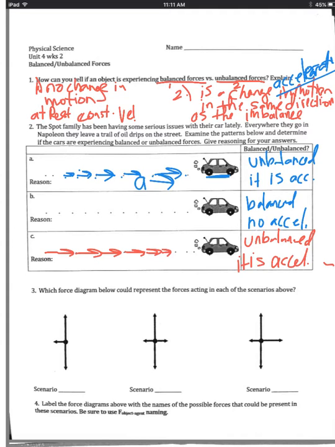So, below here, which of the three diagrams represents each of the three A, B, and C above? So, I hope that you're thinking what I'm thinking, and that this one here is unbalanced to the right because there is an acceleration to the right, and therefore A has to be what?